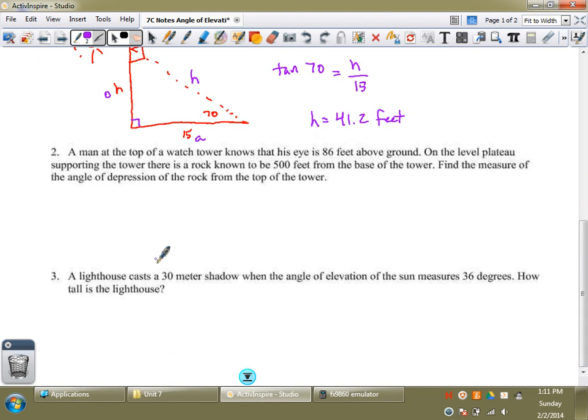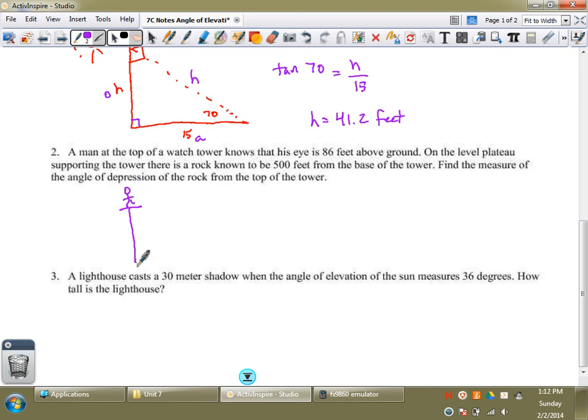A man at the top of a watchtower knows that his eye is 86 feet above the ground. On the level plateau supporting the tower, there is a rock known to be 500 feet away. Okay, here we're using angle of depression. So let's get our tower here. Again, I am not a good drawer, so this will be as basic as you can get.